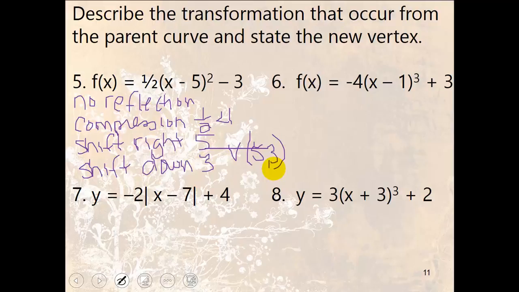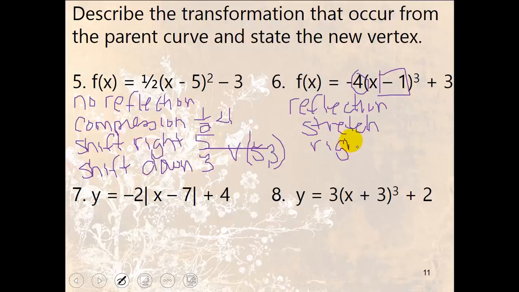All right, hopefully you got the answers right on your video question. So here we go. This is a reflection. The 4 says we're a stretch. The -1 says we're right 1. The +3 says we're up 3. So my new vertex is 1, 3.